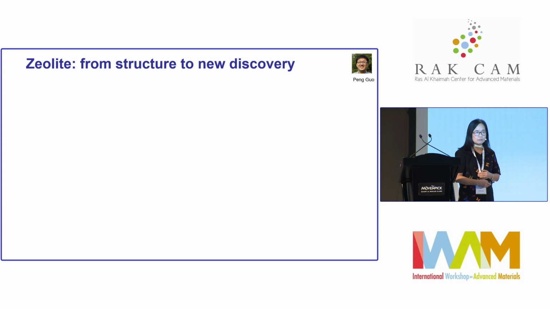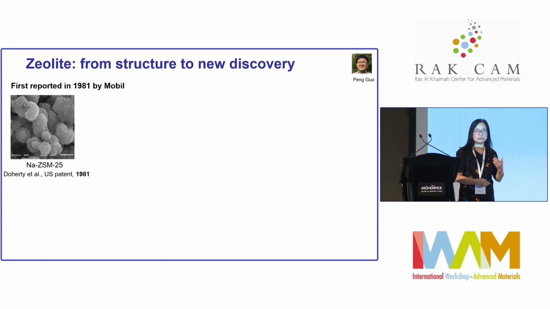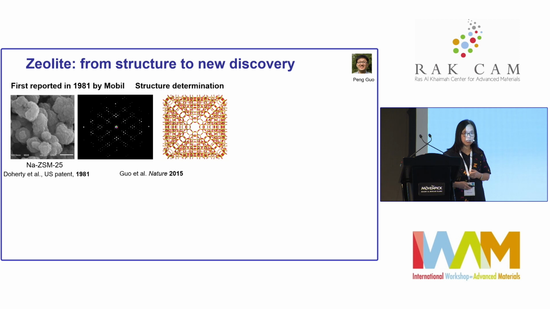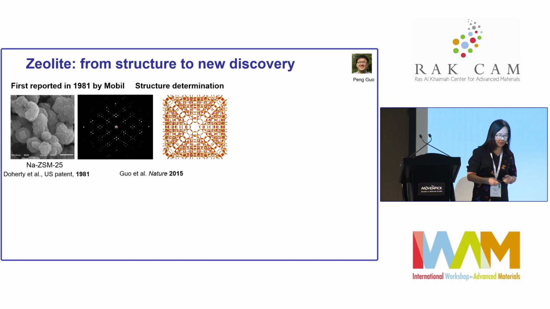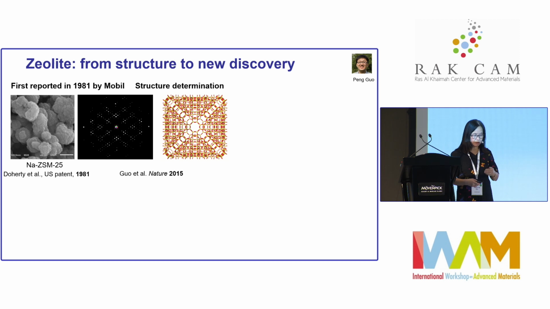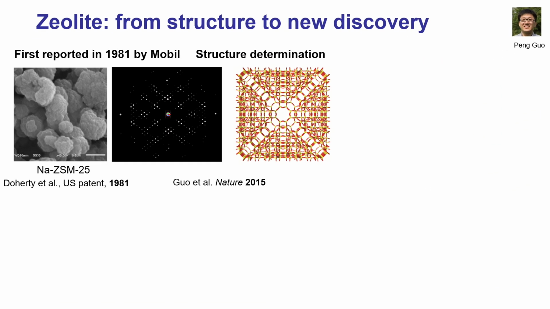I'll give you just a few examples of the impact 3D electron diffraction can make in the discovery of new porous materials. This is a zeolite, first reported in 1981 by Mobil, but as you see, the crystals are very, very small, and it was difficult to get the structure until almost 30 years later, when we studied these samples. We found it was a very nice structure, with a very large unit cell, 45 angstrom.